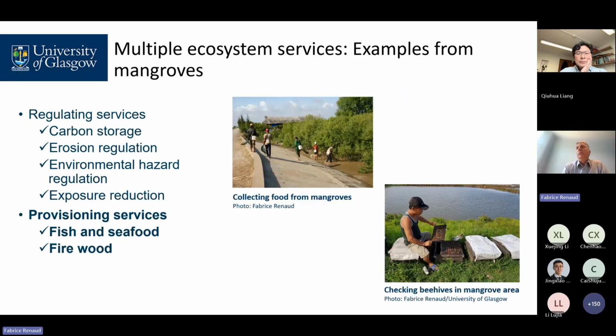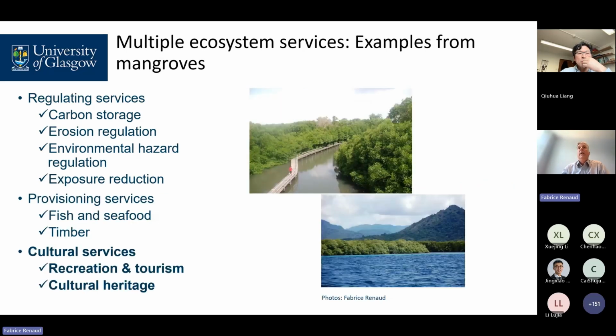In addition to that, though, they will also provide what are called provisioning services. So you can extract food from mangrove systems, you can extract firewood from mangrove systems, you can develop livelihoods around mangrove systems, such as beehives and honey production. Of course, all that has to be done sustainably by not damaging the mangrove systems themselves, but these livelihood options are possible. And the last one, but not least, are the cultural services, such as the creation of opportunities for recreation and tourism, and also the importance of cultural heritage for the populations where these ecosystems are located.